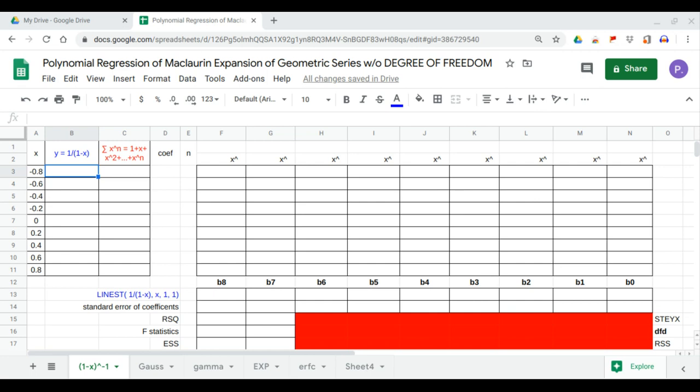Hello, in this video we'll show a polynomial regression with no degree of freedom. Here we have a Maclaurin expansion of a geometric series, 1 over 1 minus x. We'll generate the dataset, which is equal to array formula 1 over 1 minus x values.